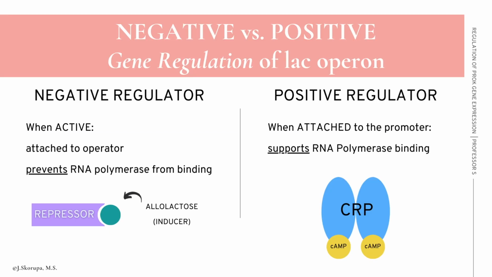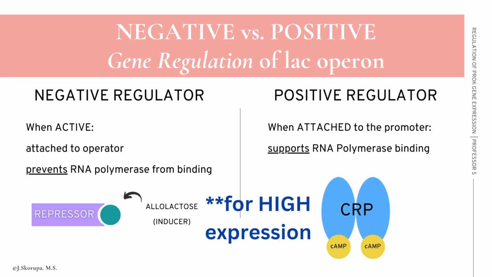Here's a comparison chart of negative and positive regulators of the lac operon. Here, our negative regulator is the repressor protein. When active, it attaches to the operator and prevents RNA polymerase from binding. The presence of allolactose, the isomer of lactose, acts as an inducer. It inactivates the repressor, which then dissociates from the DNA. The positive regulator is the CRP-cAMP complex. When it is attached to the upstream region of the promoter, it supports RNA polymerase binding and results in fast transcription. Both of these have to happen simultaneously for expression of the lac operon.